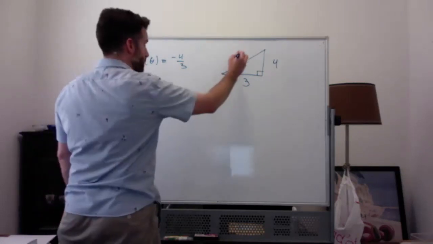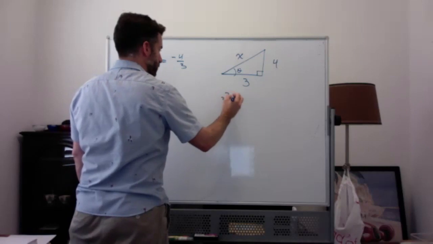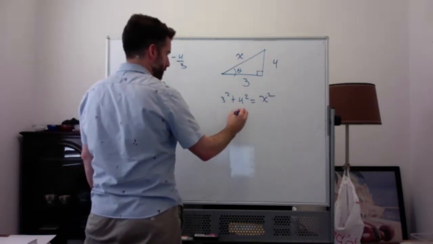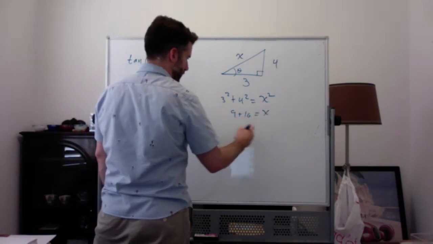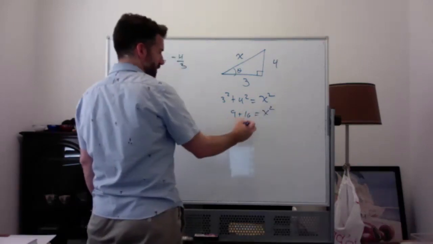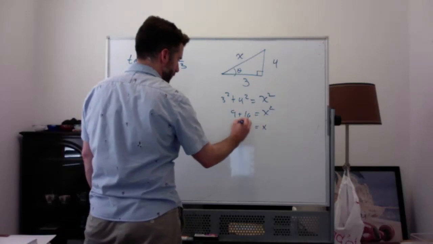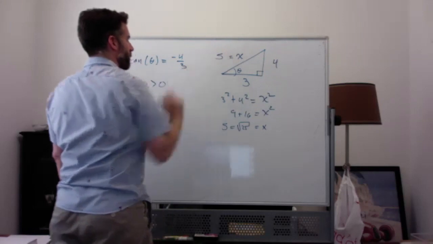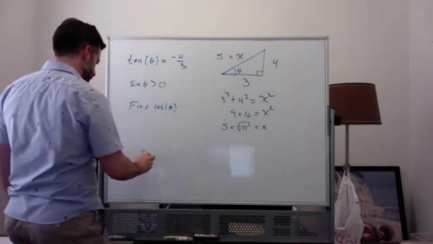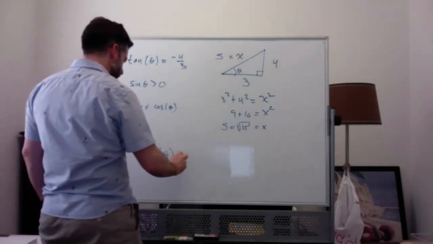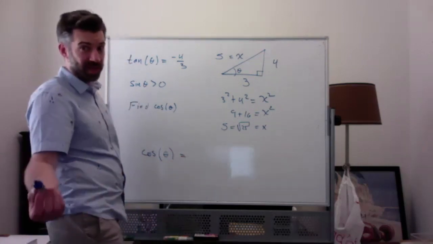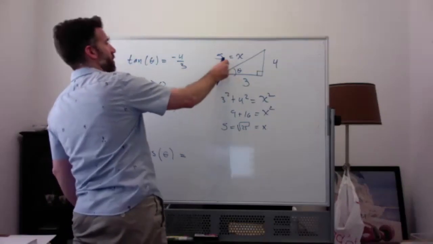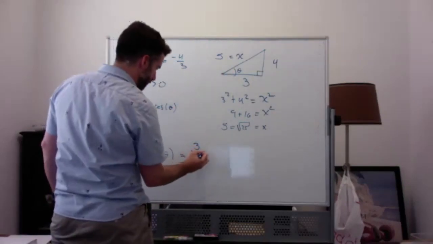So we know that 3 squared plus 4 squared equals x squared. 9 plus 16 equals x squared. 25, so x is the square root of 25, which is just 5. So then cosine of theta is either going to be positive or negative. We haven't figured out if it's positive or negative yet, but we know it's going to be adjacent over hypotenuse, which is 3 over 5.